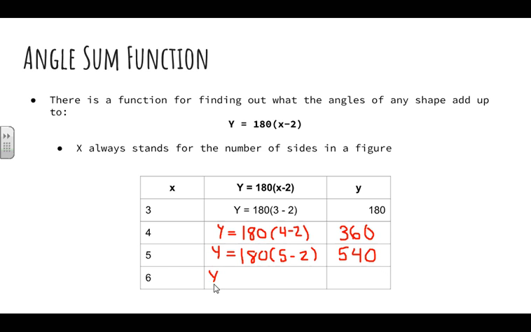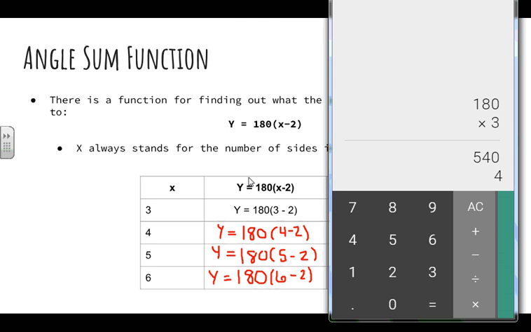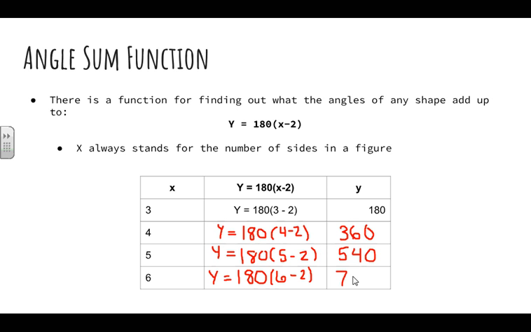All right, for a six-sided figure, a hexagon, let's plug that in. Your function would be 180 times 6 minus 2. 6 minus 2 is, of course, 4. And 4 times 180 would be 720, I think. Yes. So 720 degrees would be the sum of all the angles in a hexagon.